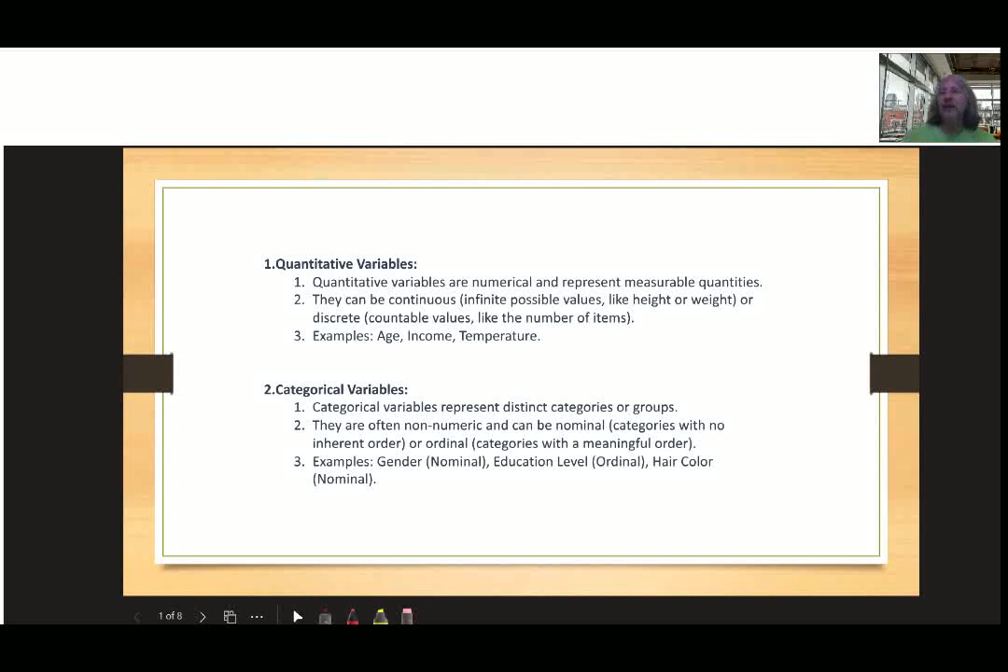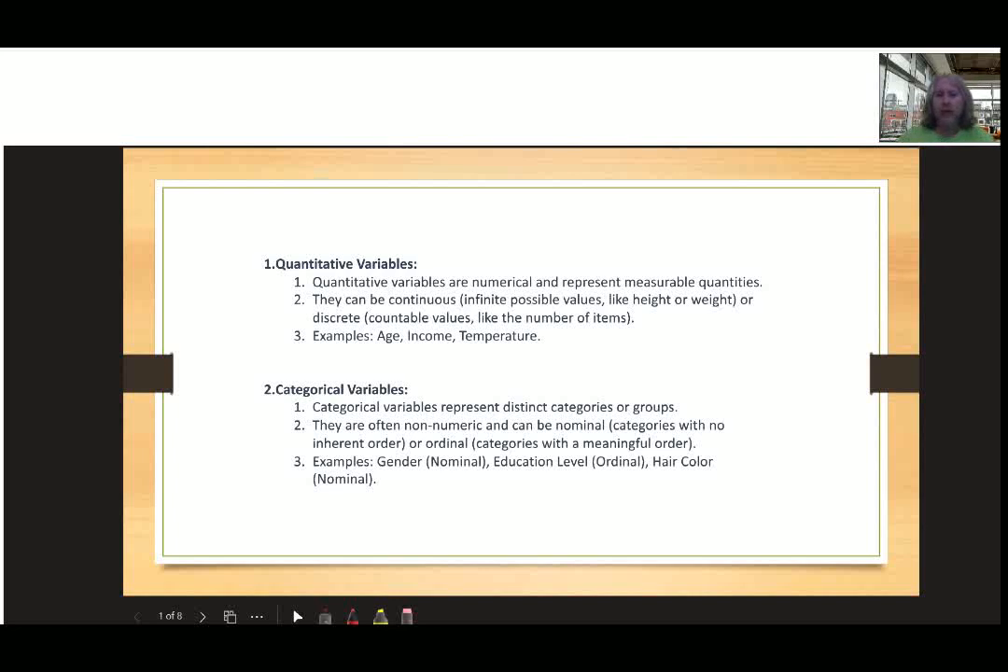So when we talk about the what, we're really talking about your variables. And we have lots of variables, and we can break our variables into two major categories, quantitative and categorical. So a quantitative variable are numbers that represent measurable quantities. They can be continuous, like height or weight, or discrete, such as the number of items, number of cats that you own. You can't have 3.5 cats. You can have 3 cats, or you can have 4 cats. So some examples: age, income, temperature, and obviously how many cats you own is also a quantitative variable.